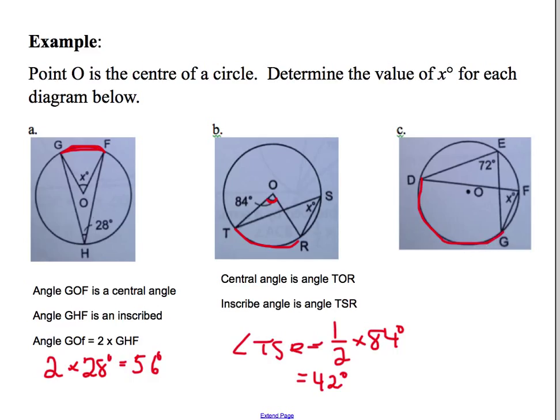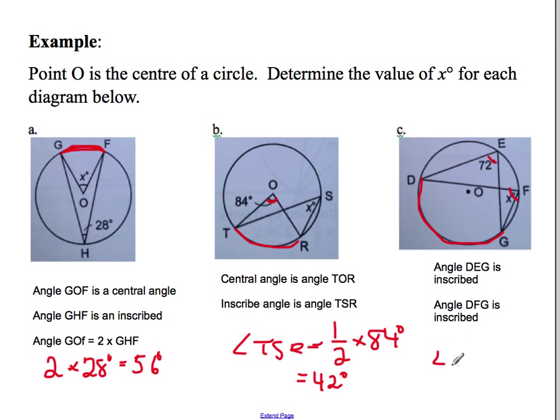Okay, so angle DEG, let me just put in my angle, DEG is inscribed. Angle DFG is also inscribed. We know that they're equal in measure. All inscribed angles, it doesn't matter what the arc is, as long as the arc is the same. So as long as my starting point and my ending point are the same, these angles will always be the same if they're both inscribed.